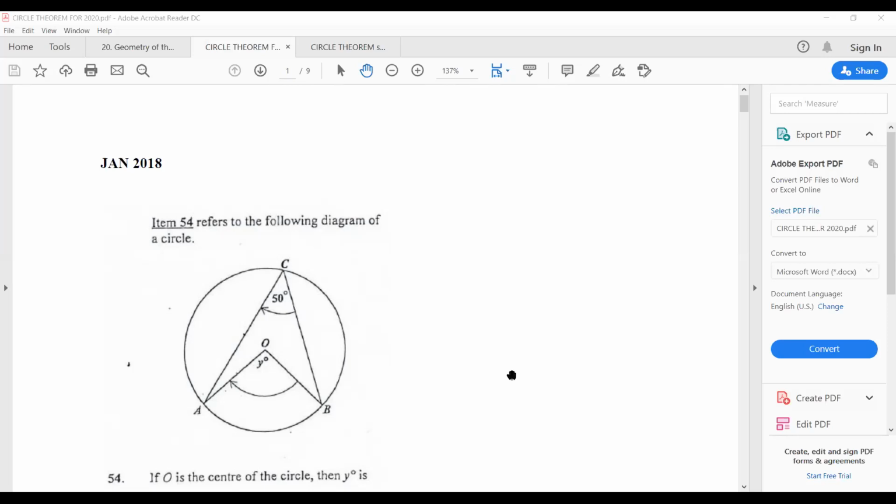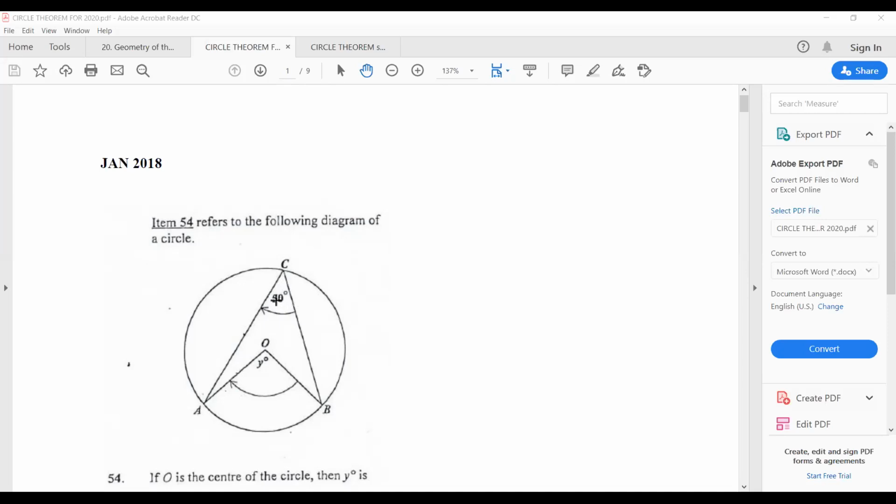Reagan, you want to help her out? Is it 100? Yes. And why do you say 100? Because y is twice the value of c. Correct. So you get that how? Angles that are subtended to the circumference are twice the value at the center. Can you re-explain it? Sure. So C is touching the circumference here. The value at the center of the circle is twice the value of the angle here.